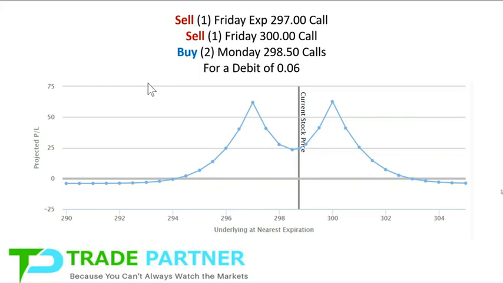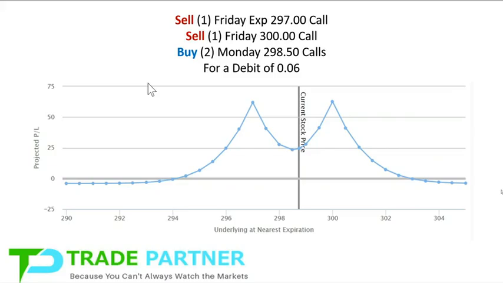Reverse ATM calendar spread is when you sell the further expiration and buy the nearby expiration. Couldn't you make an adjustment like buy a fly at 303? Tony, yes, absolutely. Do you place trades prior to market open or during market hours? Both.